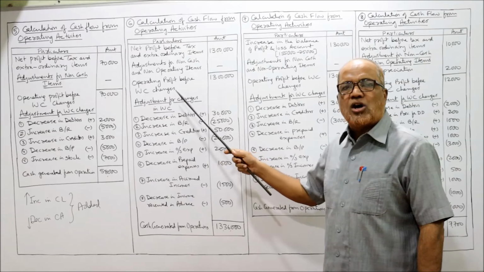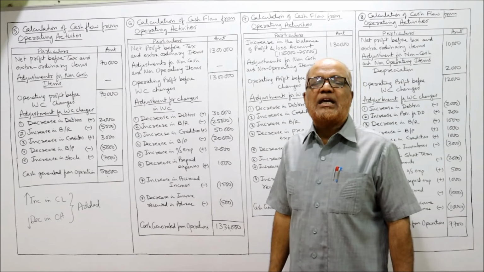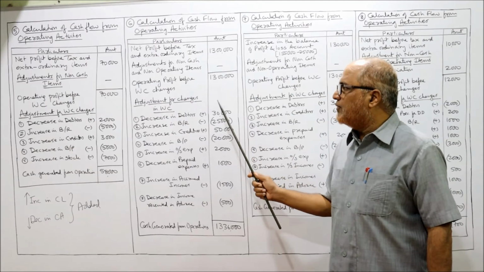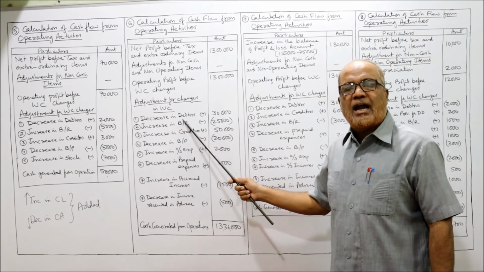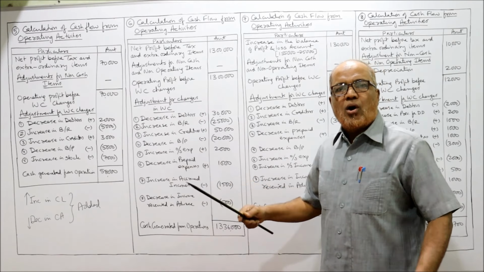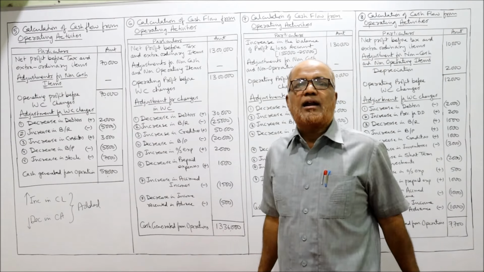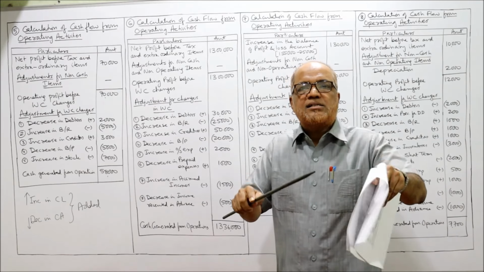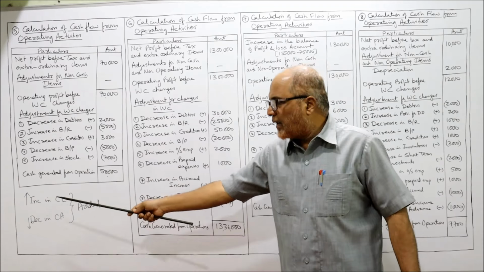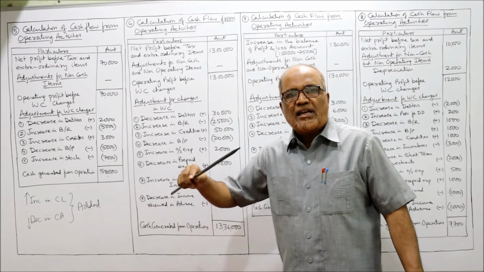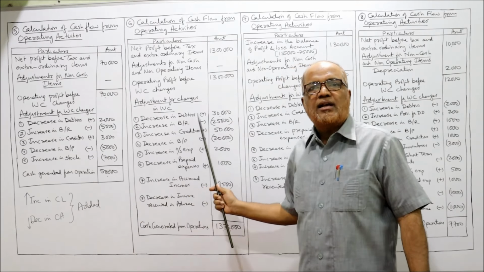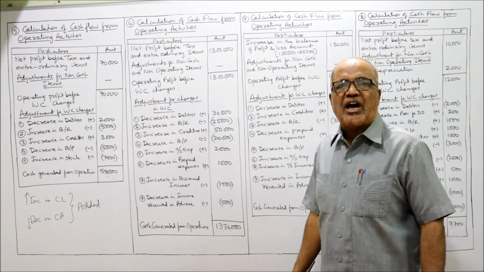Same 13 lakh, this is the operating profit before working capital changes. Now we make the adjustment regarding working capital changes. Whatever is given in the problem are current assets and current liabilities. See whether it is increasing or decreasing, then apply this rule. See whether current asset is increasing or decreasing and apply this rule. Then we'll get the cash flow from operating activities.